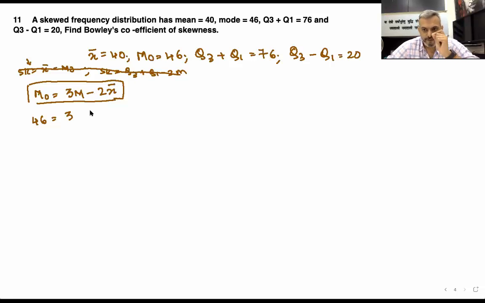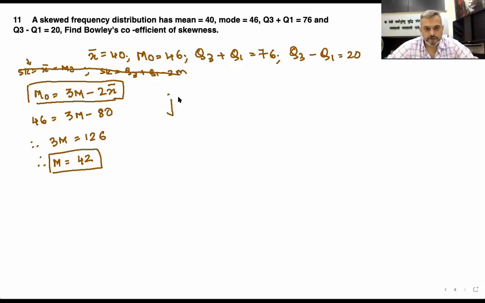Okay, so for finding the measure we use this: mode is equal to 3m minus 2x bar. So 3m minus 2x bar is 2 into 40, which is 80. So therefore 3m we keep as it is, 80 we add, so it becomes 126. Therefore median is equal to 126 divided by 3, which is equal to 42. Now you have got median.